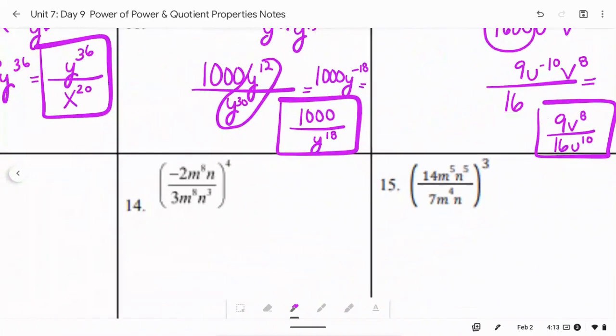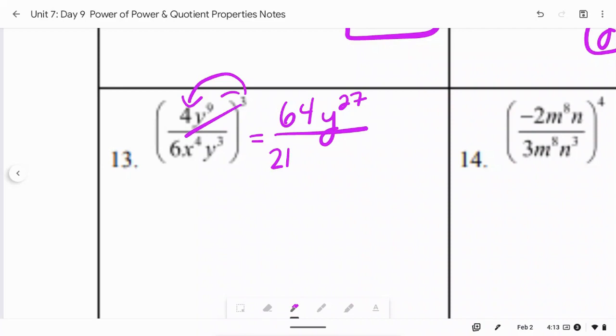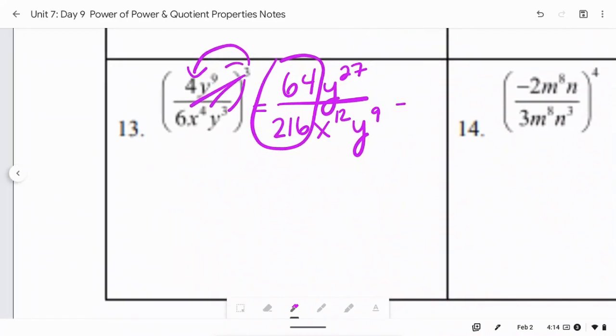Okay, last 3 examples. Example 13, I'm going to distribute and do 4 to the 3rd power in my calculator to get 64, and then multiply the exponents. So y to the 27th, then in the denominator, I'm going to do 6 to the 3rd power, which is 216, and then multiply the exponents. So x to the 12th, y to the 9th. Because it's a division problem, let's reduce 64 over 216. That reduces to 8 over 27.